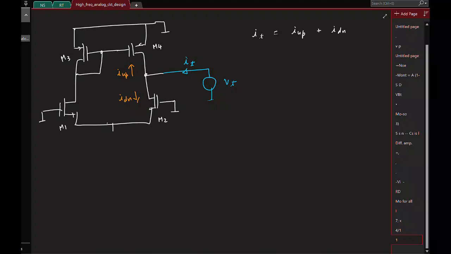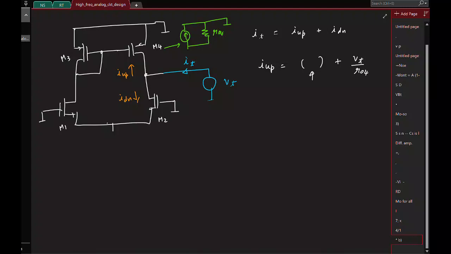Looking up, we have only the transistor M4, and in the incremental picture, M4 will have a gm VGS and r0, right? So Iup will be basically the component due to gm VGS, which we will come to later, and also the current flowing through r0. What is the current flowing through r0? VT by r0.